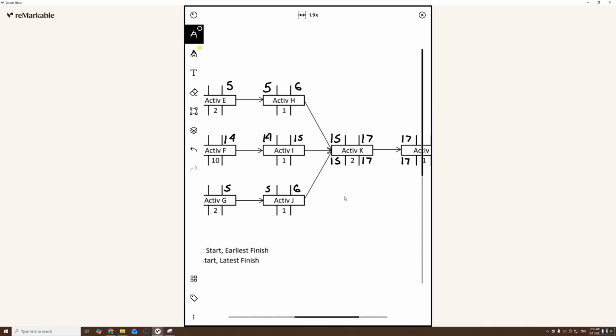Activity K depends on activities H, I, and J, as we know. If I am planning to start activity K on day 15, that means activities H, I, and J need to be completed by day 15. I will put 15 as the late finish for each of these activities.